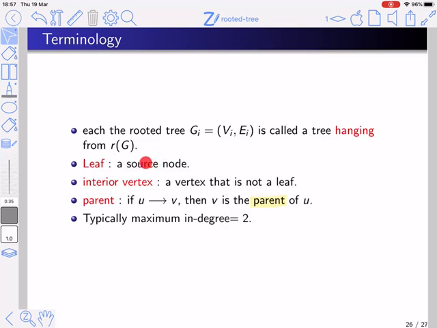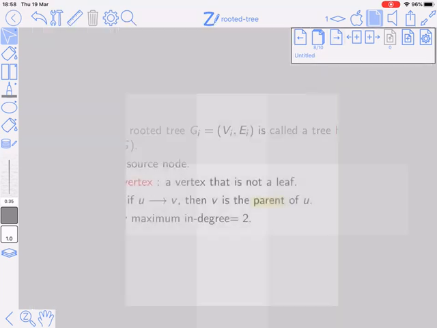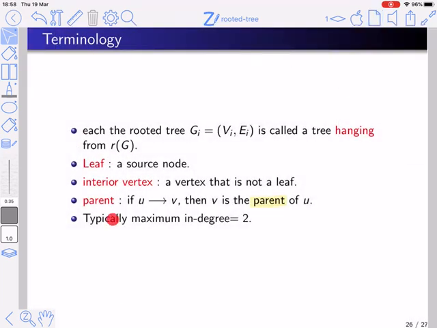A leaf is simply a source node in a rooted tree. An interior vertex is a vertex that is not a leaf. So the root, if it's not a leaf, is an interior vertex. We say that V is a parent of U if there's an edge from U to V. So in the previous example, R is a parent of R1 and also a parent of R2. Typically, in this course, the degree of vertices in rooted trees will be 2, but this is not always the case, just the typical case.